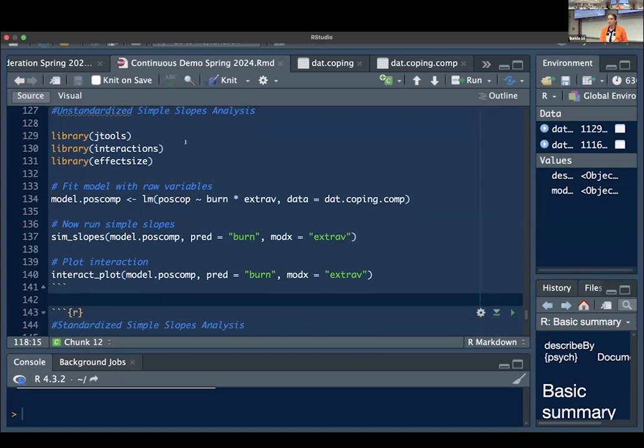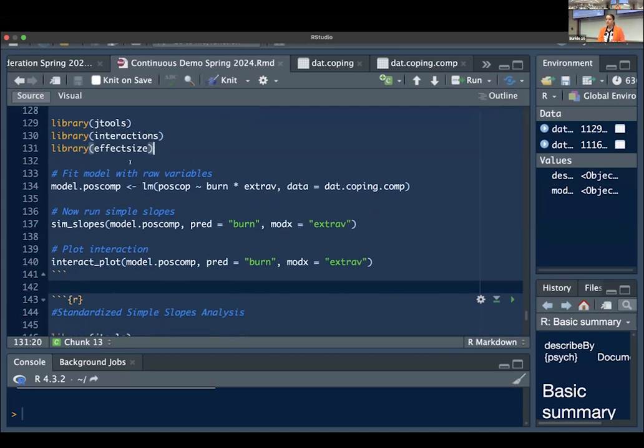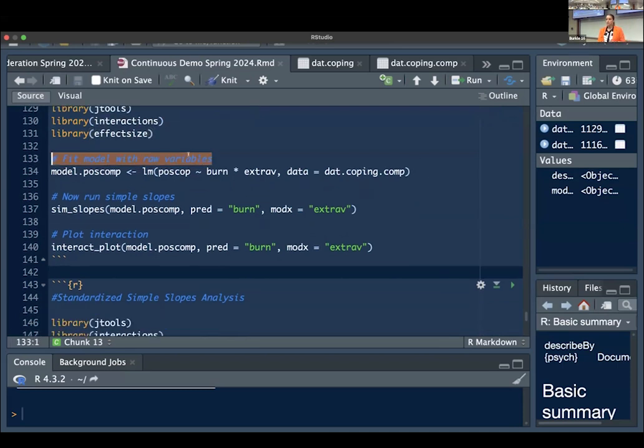The first one is unstandardized. You're going to need these three packages. Again, if you don't have them, I would watch, take notes, and do it later. The first thing you have to do is fit the model. You can use your raw variables. You don't have to use your centered ones. Linear model, pause coping is the outcome, regressed on burnout times extroversion.